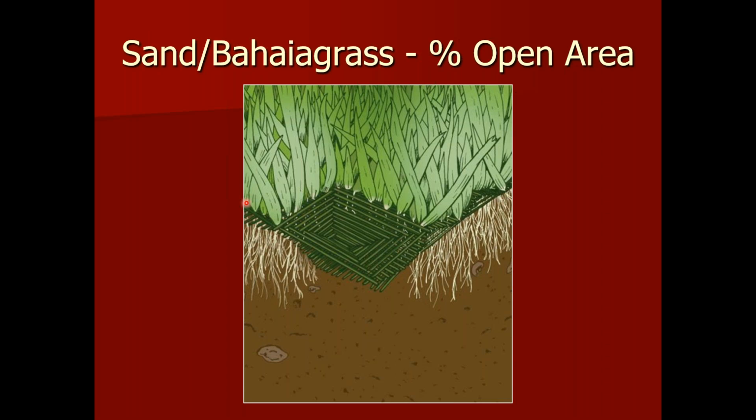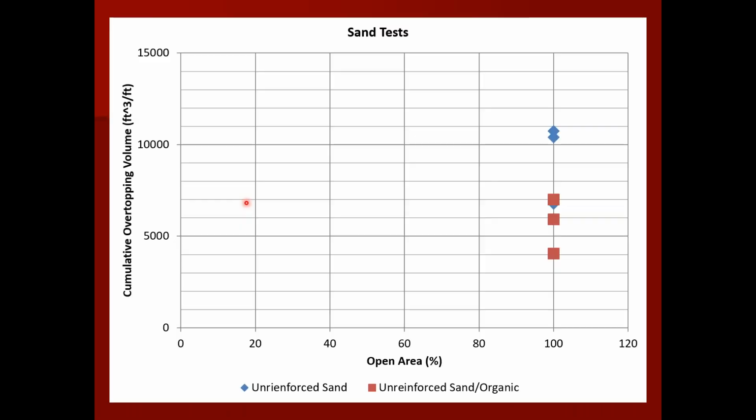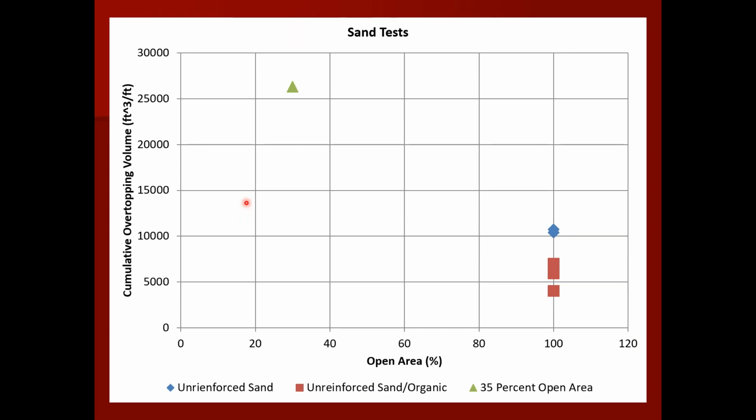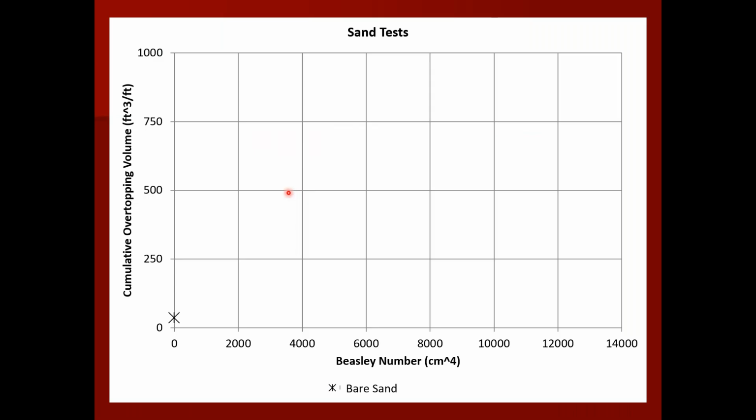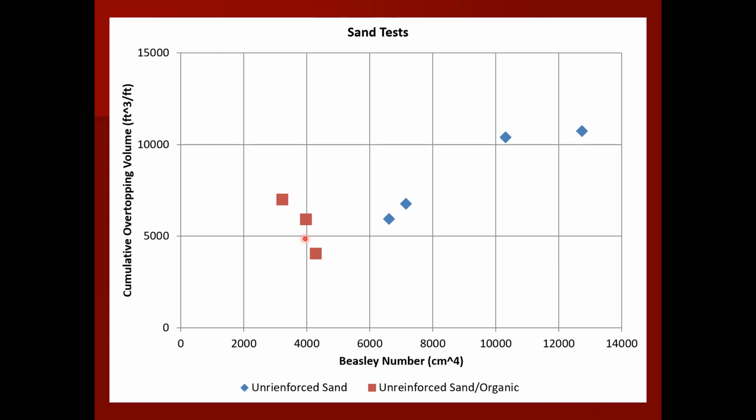Sand tests, same idea, percent open area, 100% for the 4 different soil types that we had, the 35% open area TRM, and then a 15% open. So again, that correlation across sand, while the loading was lower because of the soil and vegetation makeup, the percent open area had that same direct correlation in performance. Beasley number was interesting with this one. So the Beasley number on bare sand was 0, as you can expect, doesn't take much flow. Different soil types, organic and inorganic, unreinforced material.